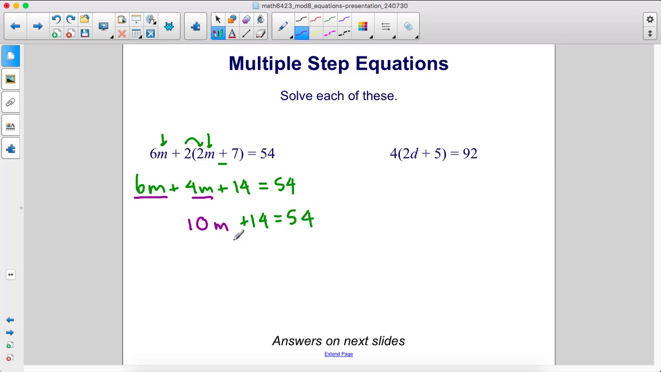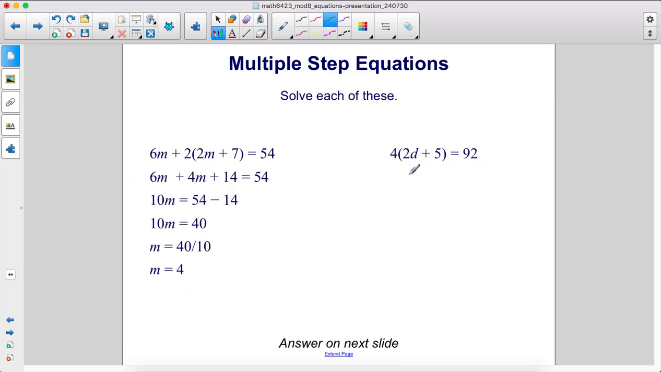We are going to undo this addition with subtraction. Okay, so that gives us 10m, this goes away, equals 54 minus 14 is 40. Last step, divide both sides by 10 to undo this multiplication. The 10's cancel, and we get m equals 4.